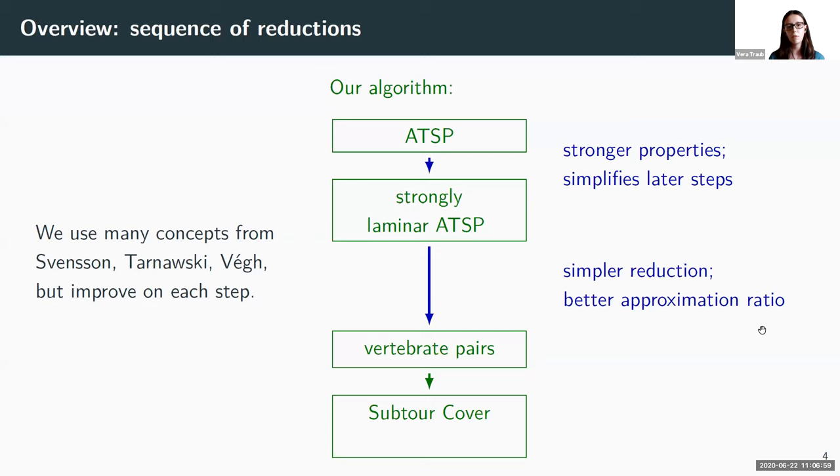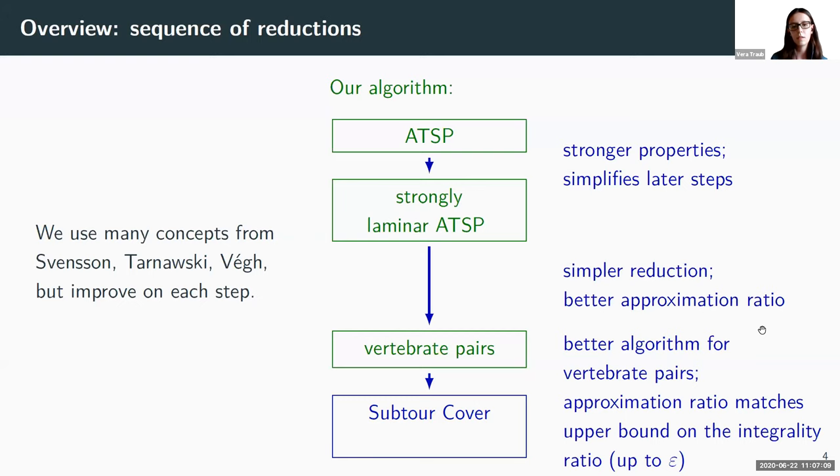And so that's also the focus of the longer talk, if you want to watch the video of this one. But we also improve on the third step, where we give a better approximation algorithm for what is called a vertebrate pair. And there we also achieve that the approximation ratio matches the upper bound on the integrality ratio that we get, which was not the case in the algorithm by Svensson, Tarnowski, and Végh. So that's somewhat nice, that we close this gap here, at least up to an epsilon.